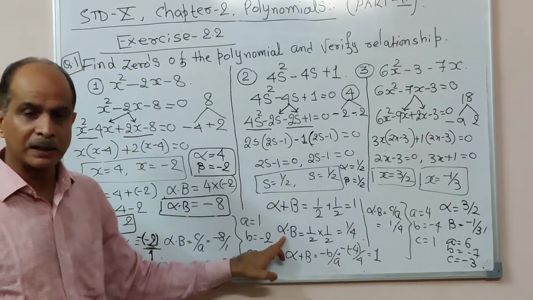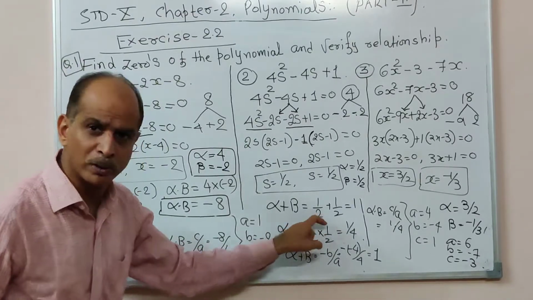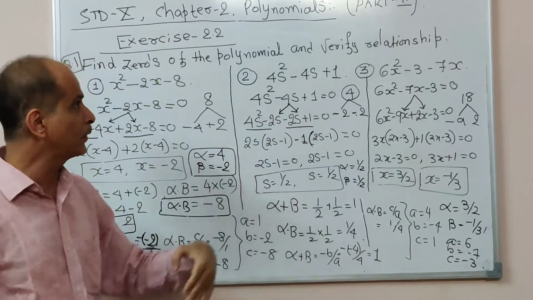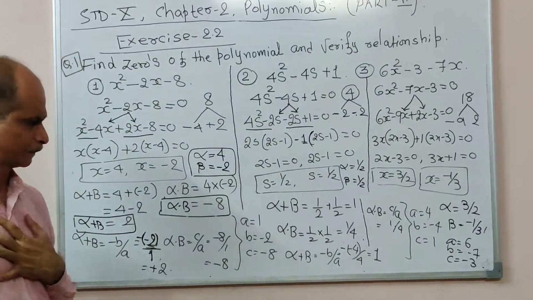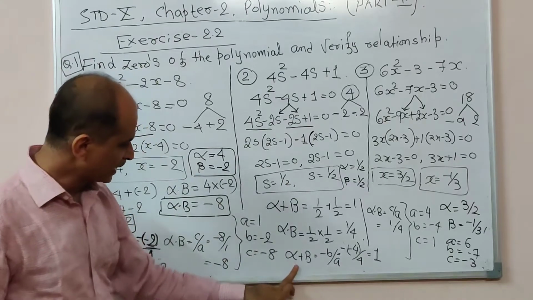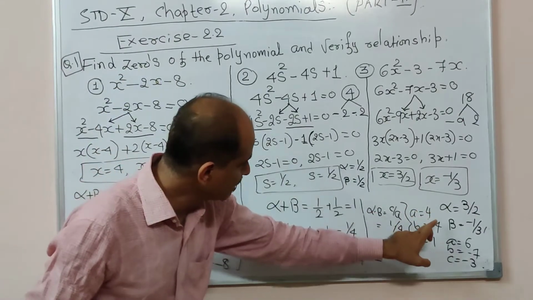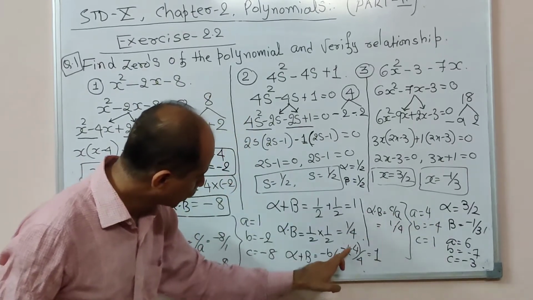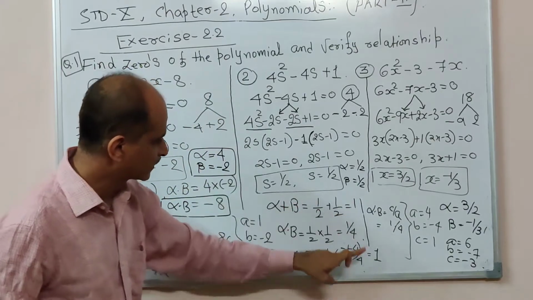Alpha into beta is equal to 1 by 2 into 1 by 2, that is multiplication of numerators and multiplication of denominators. So you get 1 by 4. Now your question is to verify this relationship with the help of formulae. Alpha plus beta is equal to minus b by a. Minus b means minus 4, upon a means 4. So 4 upon 4 is equal to 1, which verifies.